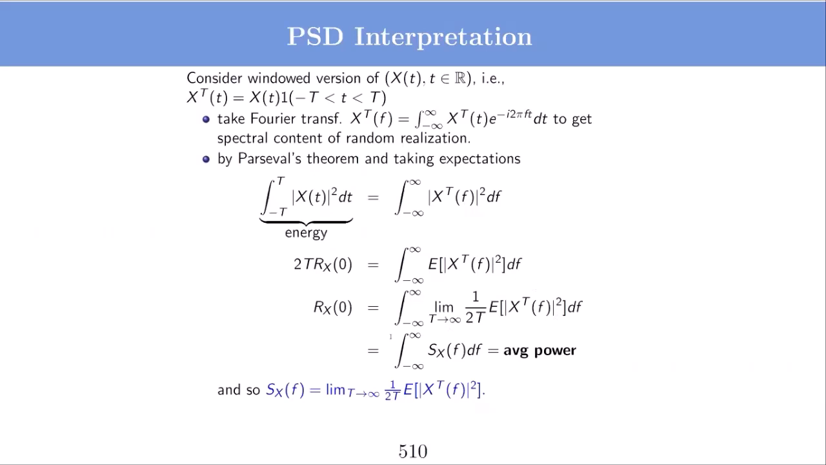Now we have seen that Rx(0) is nothing but the integration of Sx(f). So if I compare these two expressions, what I get is that Sx(f) can be interpreted as the limit as T tends to infinity of 1 upon 2T times the expectation of |X_T(f)| square. Okay, so again, this is the frequency component, and if I take the time average, right? If I take the complete signal and look at its frequency component on the average, that will give me the power spectral density of the signal.